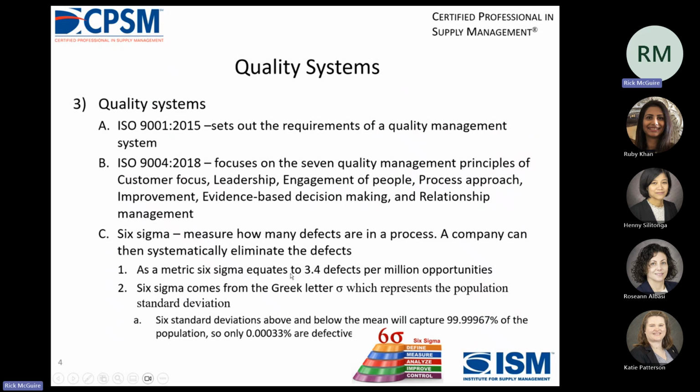Thing to remember about Six Sigma is it equates to 3.4 defects per million opportunities. And the sigma comes from the Greek letter sigma, which represents the population standard deviation. This is all from your college statistics course. Standard deviation is above and below the mean. So with the Six Sigma, you're going to have 99.999% good parts and only 0.00033% are defective. If you just remember 3.4 defects per million opportunities, that's what Six Sigma does.